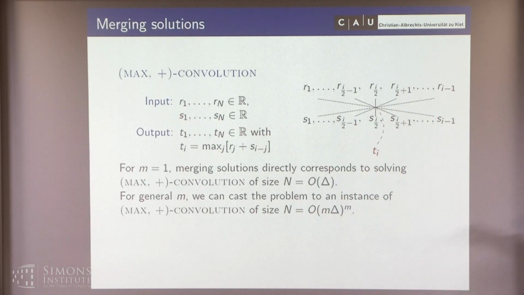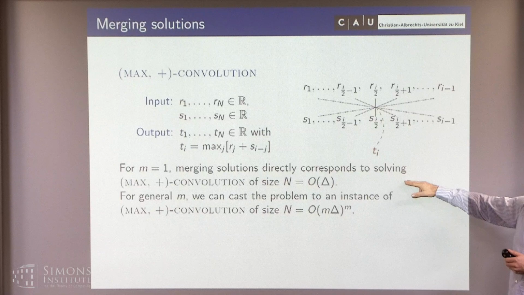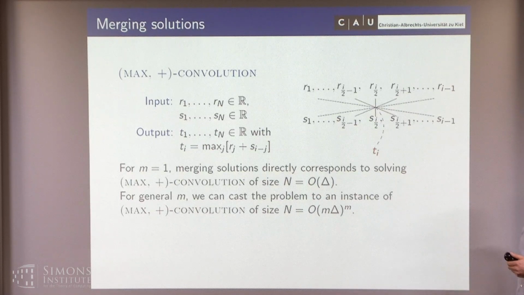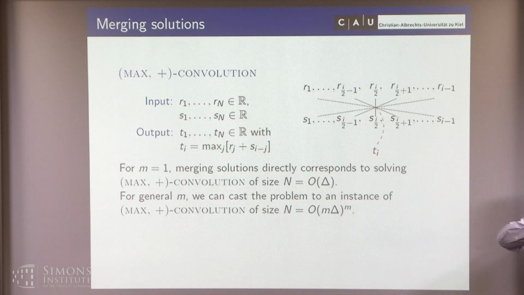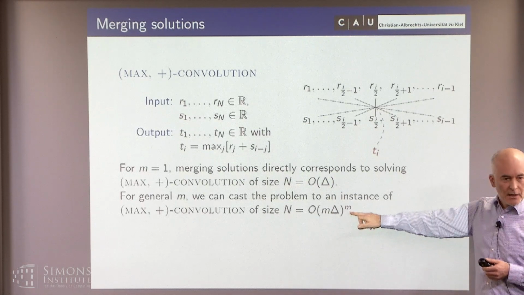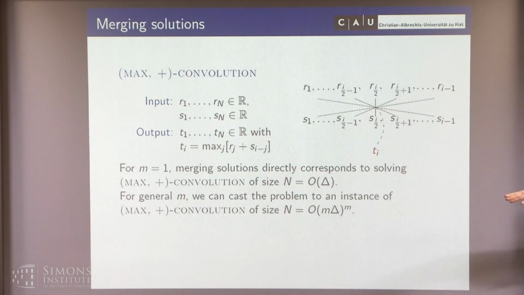And if you look at our case, if m is only 1, we have only one constraint, then this directly corresponds to max-plus convolution, where the size here is the number of candidates in this case. And for general m, you can also do the same, and get a size of the number of candidates, which is a bit larger. So then you have not only single elements, but vectors that you have to combine.